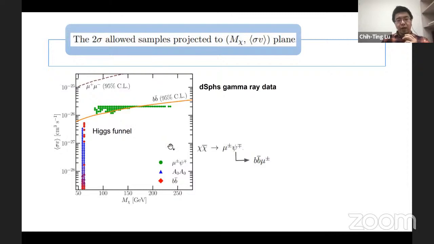However, in our model, we have a very interesting cascade decay channel from the dark matter annihilations. For annihilation, they will produce a mu and psi, and psi will keep decaying to BB bar and mu. So it's a four-body decay in the final stage. We still need a more careful analysis for this kind of four-body final state. And maybe after a careful study, it will show us whether indirect detection may already give us a very strong constraint or not.